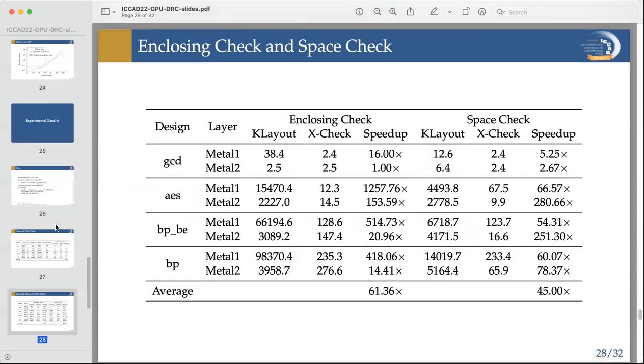And the second table is for enclosing check and space check. So for these 2 checks, the CPU version runs rather slow. So we observe some significant speedup using our algorithms. For enclosing check, X-Check achieves up to 1,200 times speedup, and with an average of more than 61 times speedup. And for space check, we have an average of 45 times speedup. This is very significant.